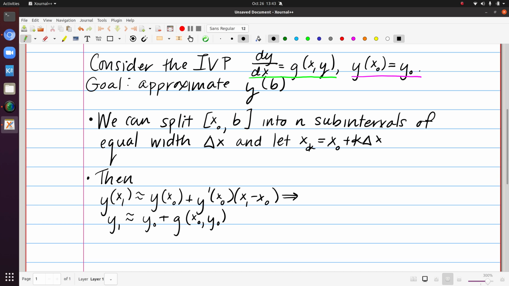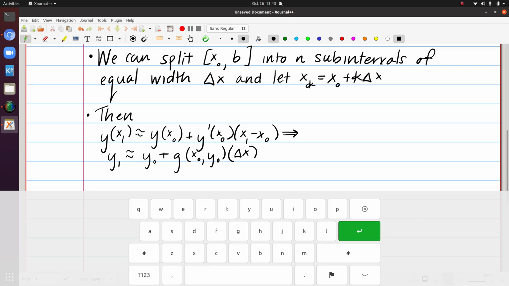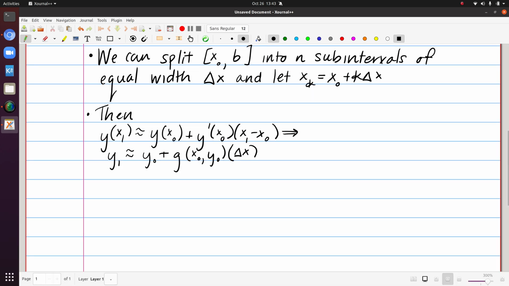And we're multiplying that by x1 minus x naught. That's the width of our subinterval. That's delta x. So that's just a shorthand way to write what we have on the line above. So then you can think about what comes next.